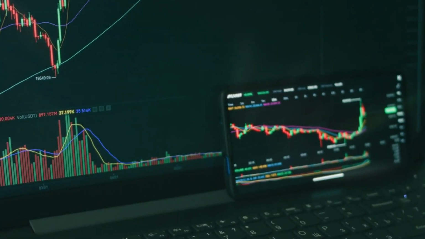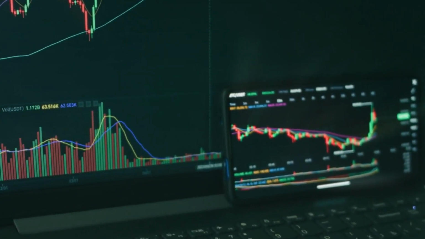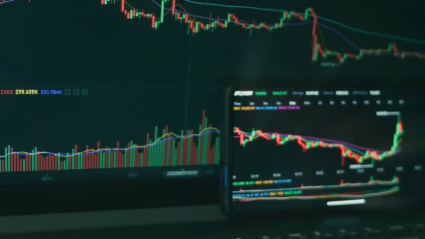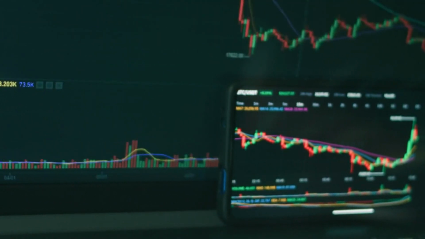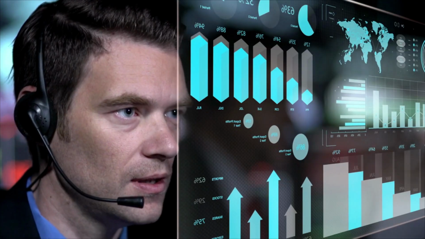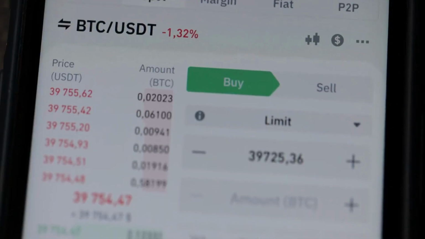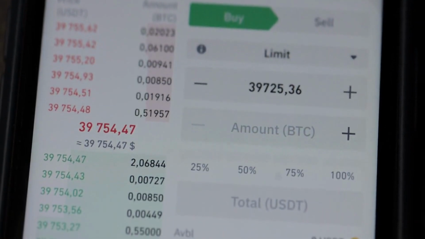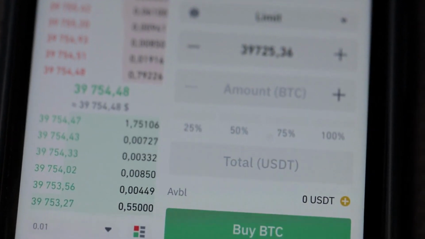I download historical data, clean it, define my asset universe, like the top 20 cryptos by volume or S&P 500 stocks, and then code my signals and backtest them. When I was ready to trade live, I connected Python to brokers using APIs. I used platforms like Alpaca for stocks, OANDA for forex, and Binance API for crypto.